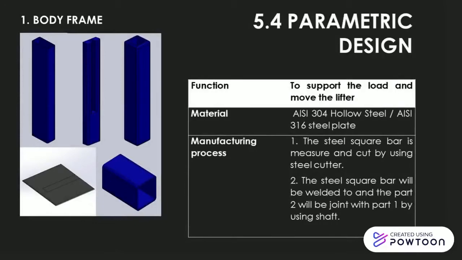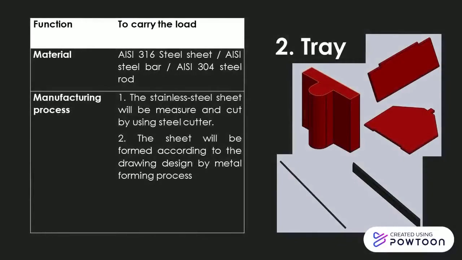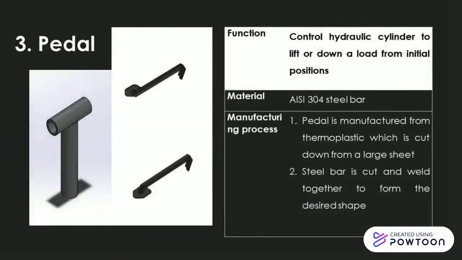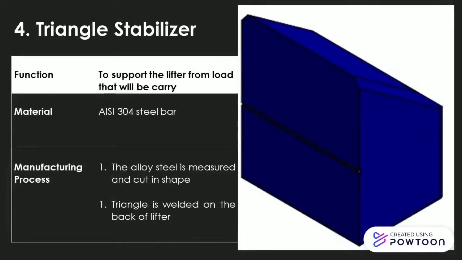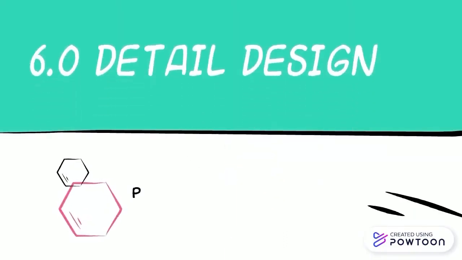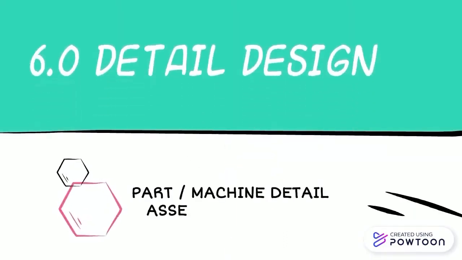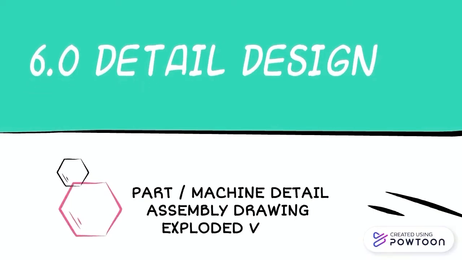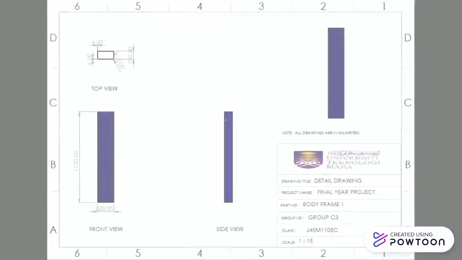Parametric design, body frame. Tray. The third one is pedal. And the last one, triangle stabilizer. Next, there are 29 detailed drawings for every part.